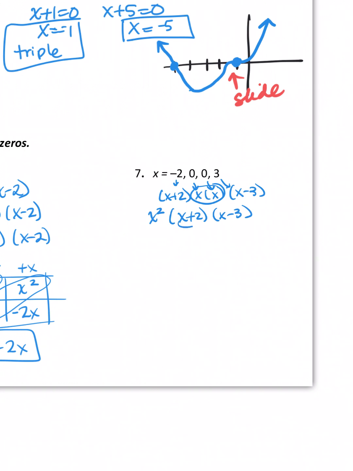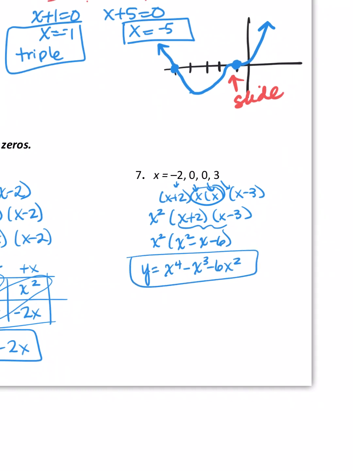Now I'm going to FOIL. So I'll have x squared minus 3x plus 2x will give me minus 1x minus 6. And now I don't have to do a fancy box. I can just distribute. So I will have y equals x to the fourth minus x to the third minus 6x squared. All right, so there's my answer in standard form.